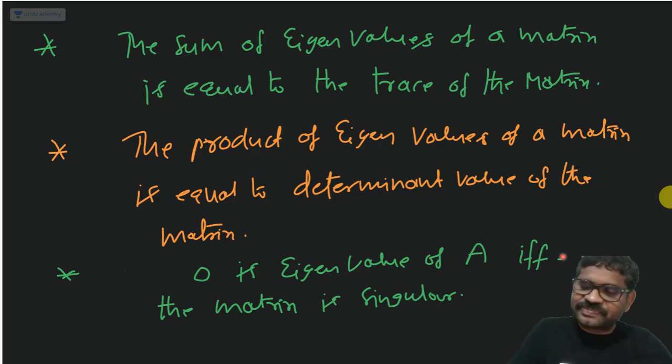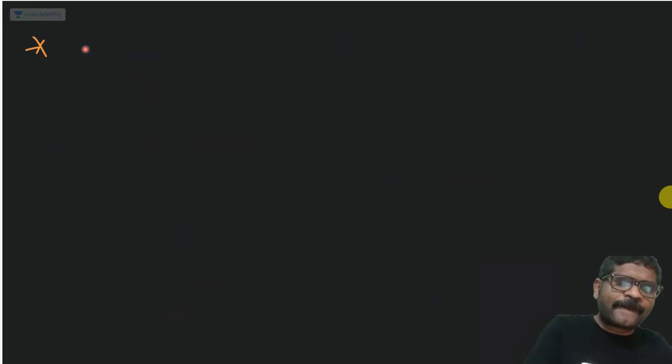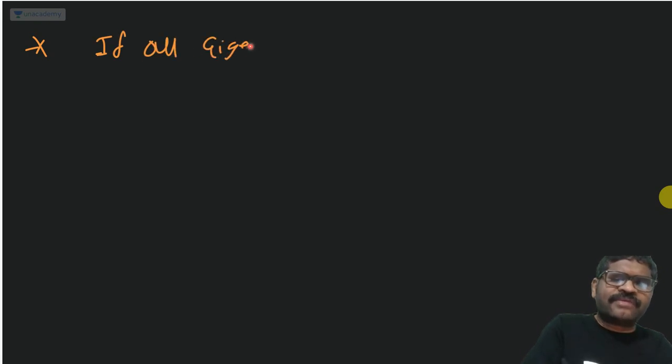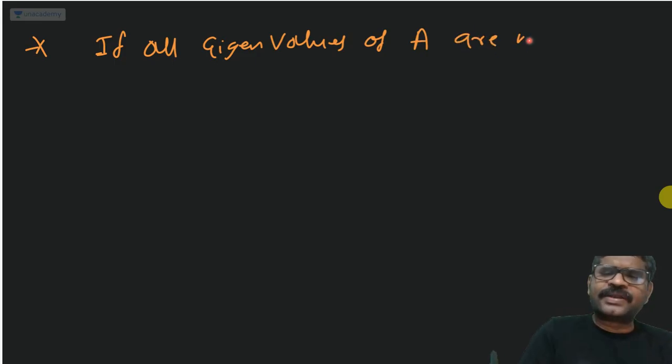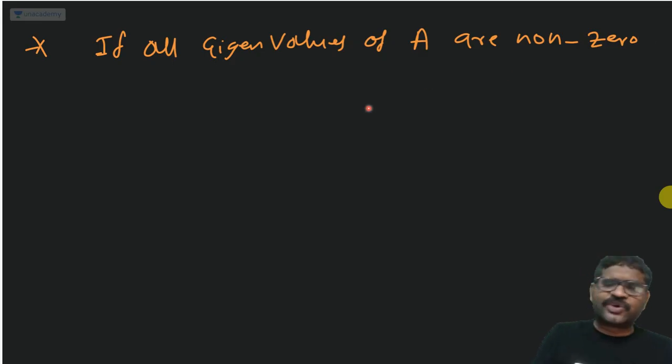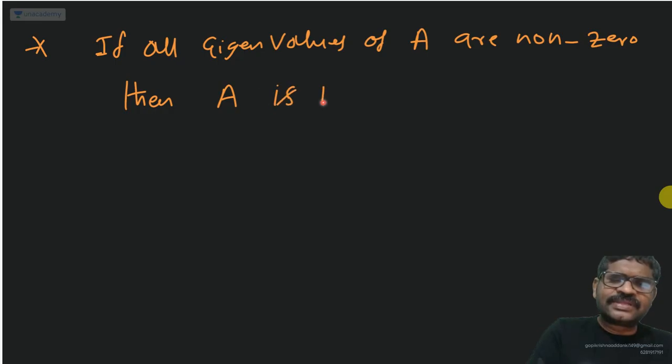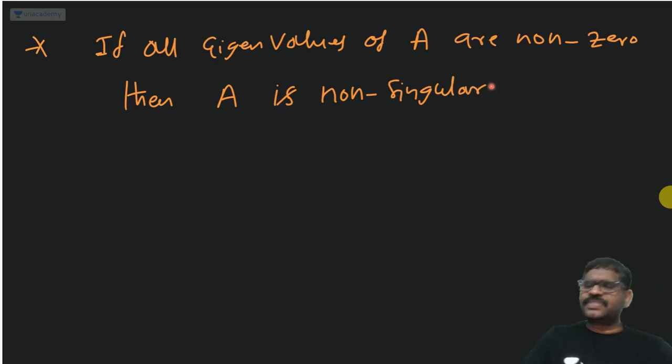Next point. If all eigenvalues of matrix A are non-zero, then matrix A is non-singular. Matrix A is non-singular. Okay, next.